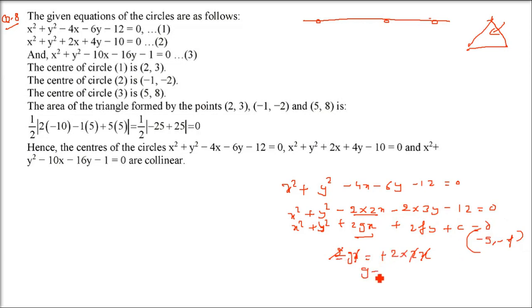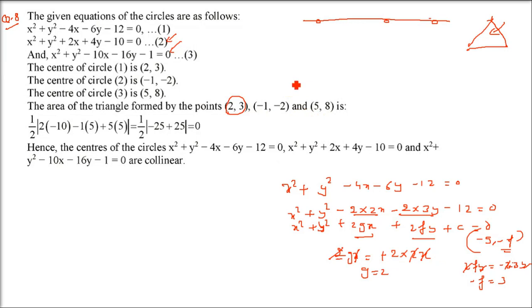So minus g is 2. Similarly, minus 2 into 3y, compare it with 2fy. Just cancel these 2 out, y cancels out, f equals minus 3. So you have to find minus f, and minus f will be 3. You have the center as (2, 3). Similarly, for the second and third you are going to find the center: (minus 1, minus 2) and (5, 8) will come.